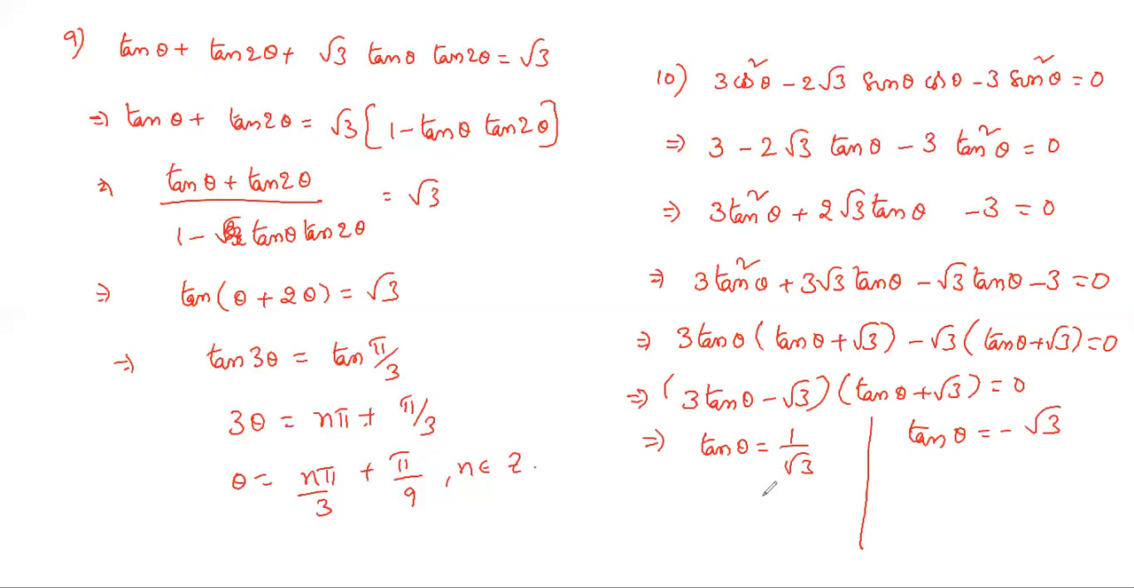So 1 by root 3 you can write tan pi by 6, so the general solution is n pi plus pi by 6. Minus root 3 you can write tan minus pi by 3, so the general solution is theta equals n pi minus pi by 3, n belongs to Z. So the union of these two solutions is the solution set of the given equation.